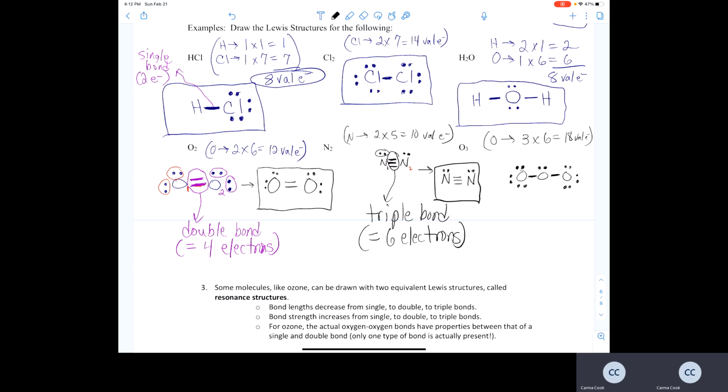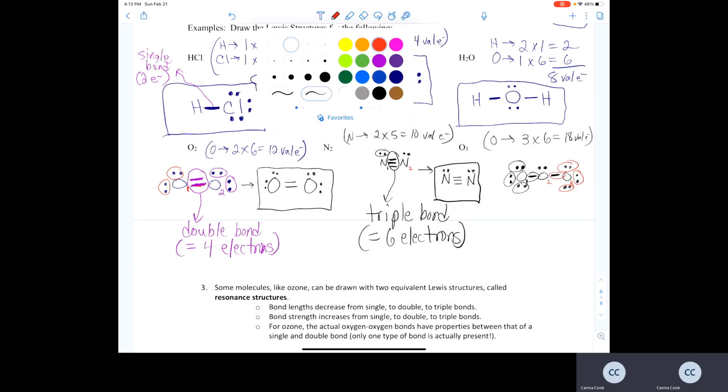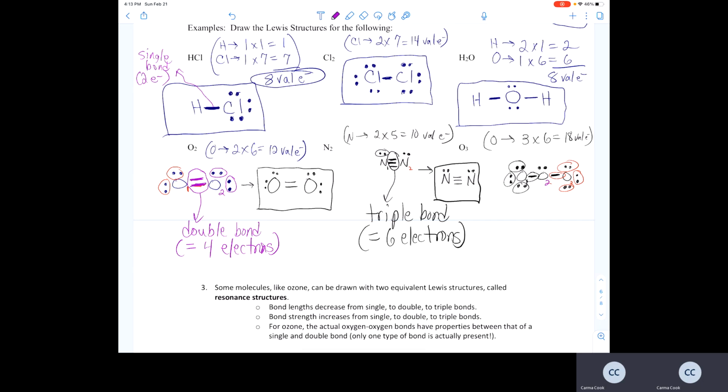But now I ask myself the question, are all 3 oxygens happy? Well, oxygen 1 is happy. It's got 2, 4, 6, 8 electrons around it. We'll call this one oxygen 2 and this one oxygen 3. Oxygen 3 is happy. It's got 2, 4, 6, 8 electrons around it. However, oxygen 2 is not happy. It only has 2, 4, 6 electrons around it.